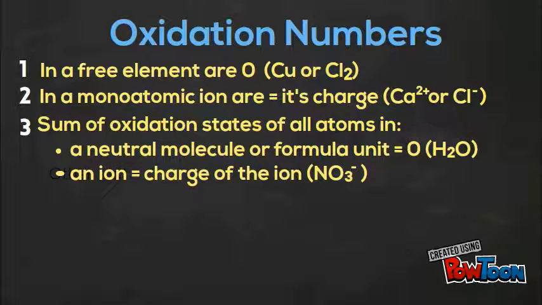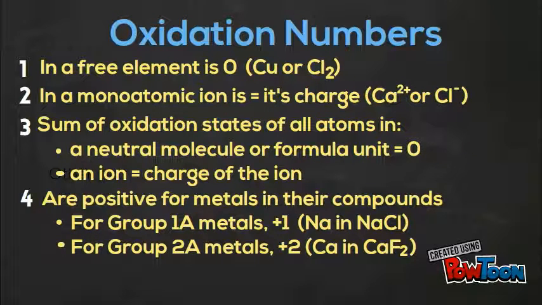The third rule is that the sum of the oxidation states of all atoms in a neutral molecule or formula unit is equal to 0. So H2O, which is a neutral molecule, has an oxidation state sum of 0. And the sum of oxidation states of all atoms in an ion is equal to the charge of the ion. So an ion like NO3- has a sum of oxidation numbers of -1.